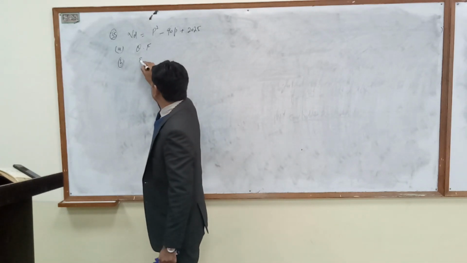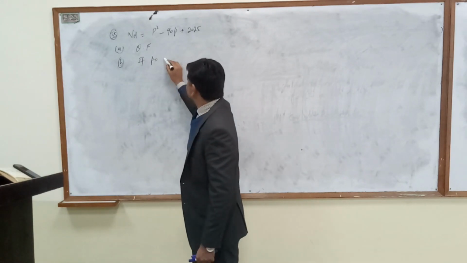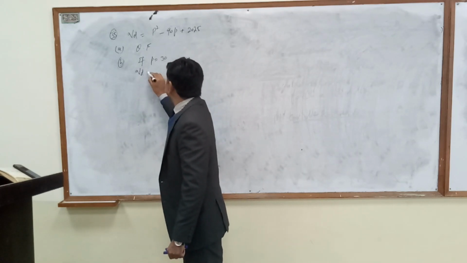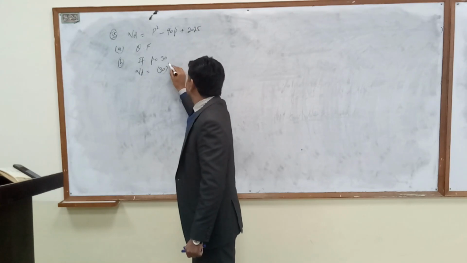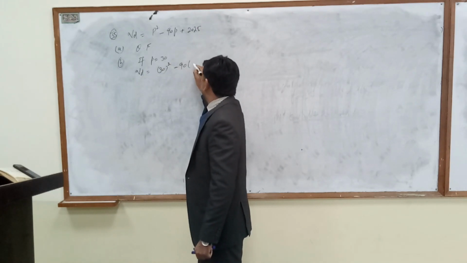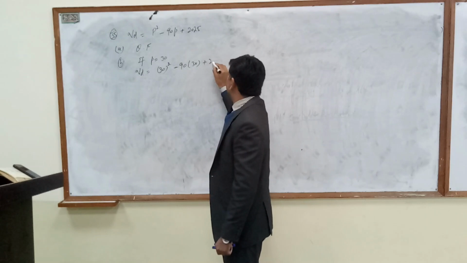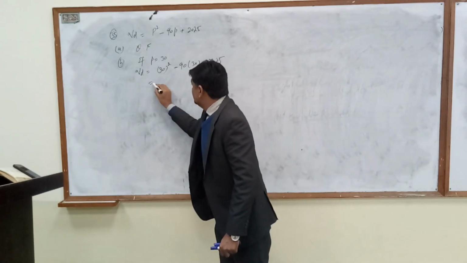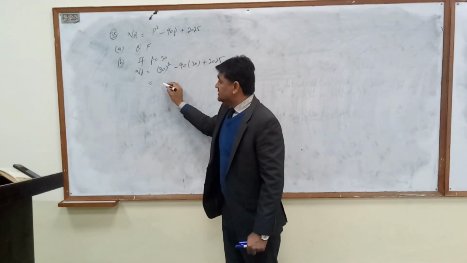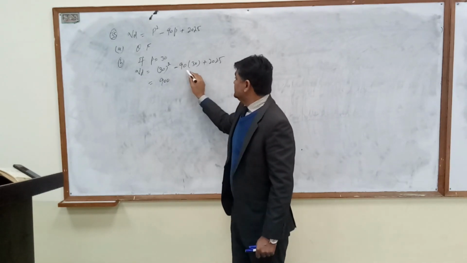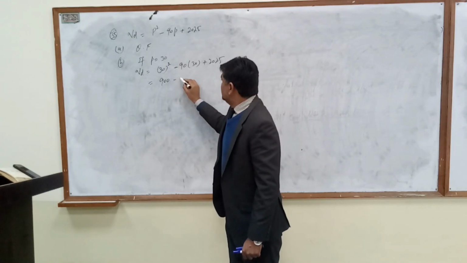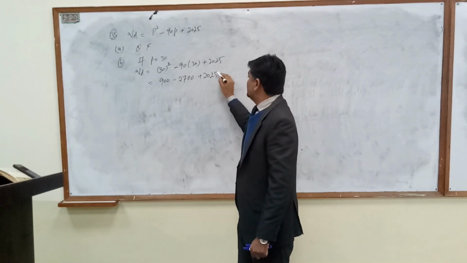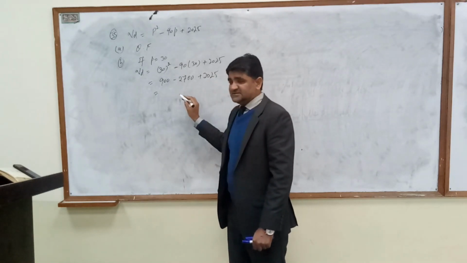If P is equal to 30, then we can put the value in: quantity demanded is equal to 30 square minus 90 into 30 plus 2025. What is the value here? 900 here. 2700. Minus 2700 plus 2025.